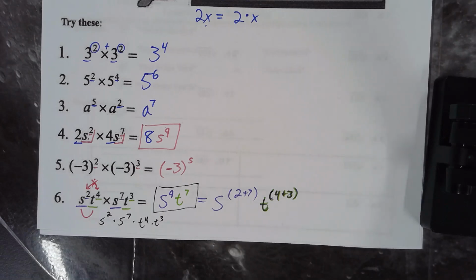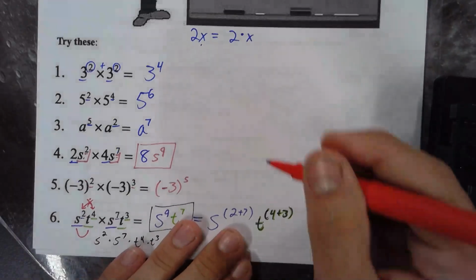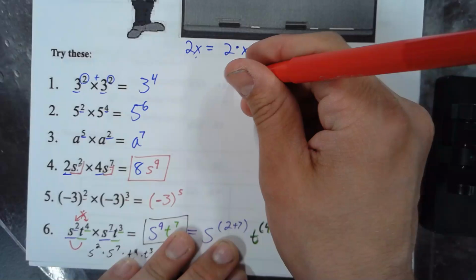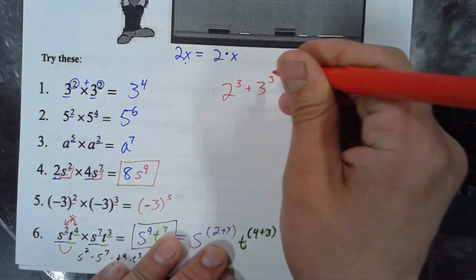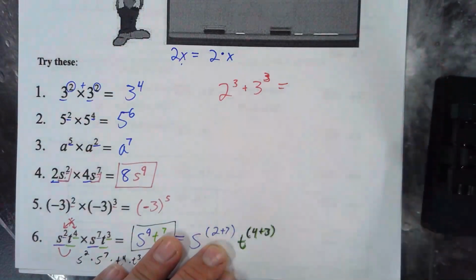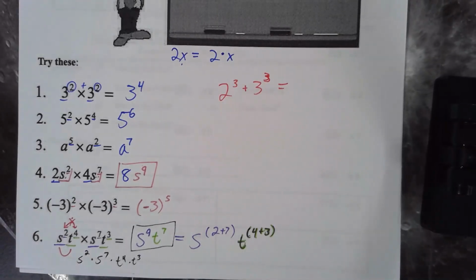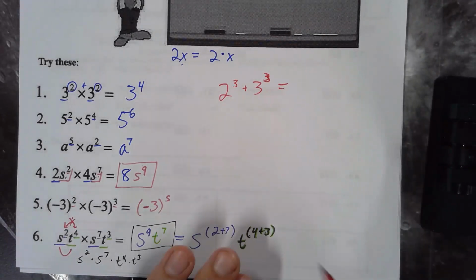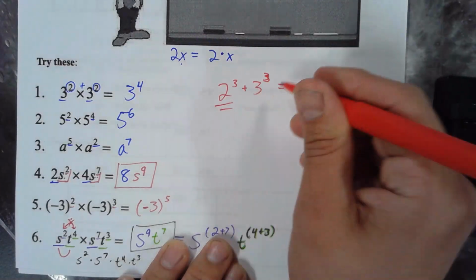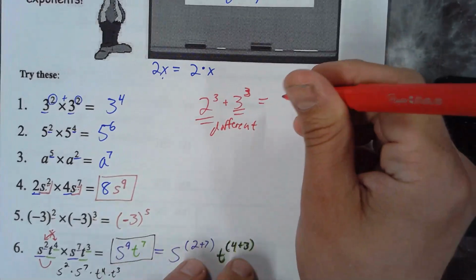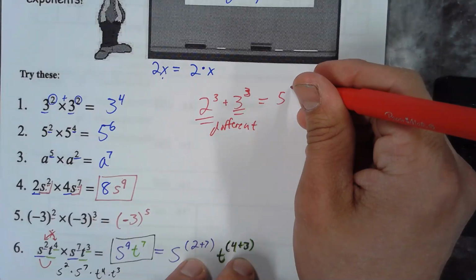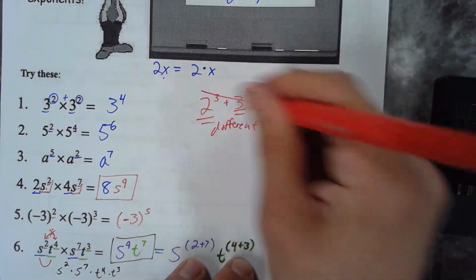Okay, so now that I showed you some stuff that you are allowed to do, can I show you some stuff that you're not allowed to do? So if I had, let's just say, 2 to the 3rd power plus 3 to the 3rd power, would I be able to combine those exponents? No, because I have different bases. So what I cannot do is say, oh, that's a 5 to the 8 or 6 or whatever. That's something I cannot do.